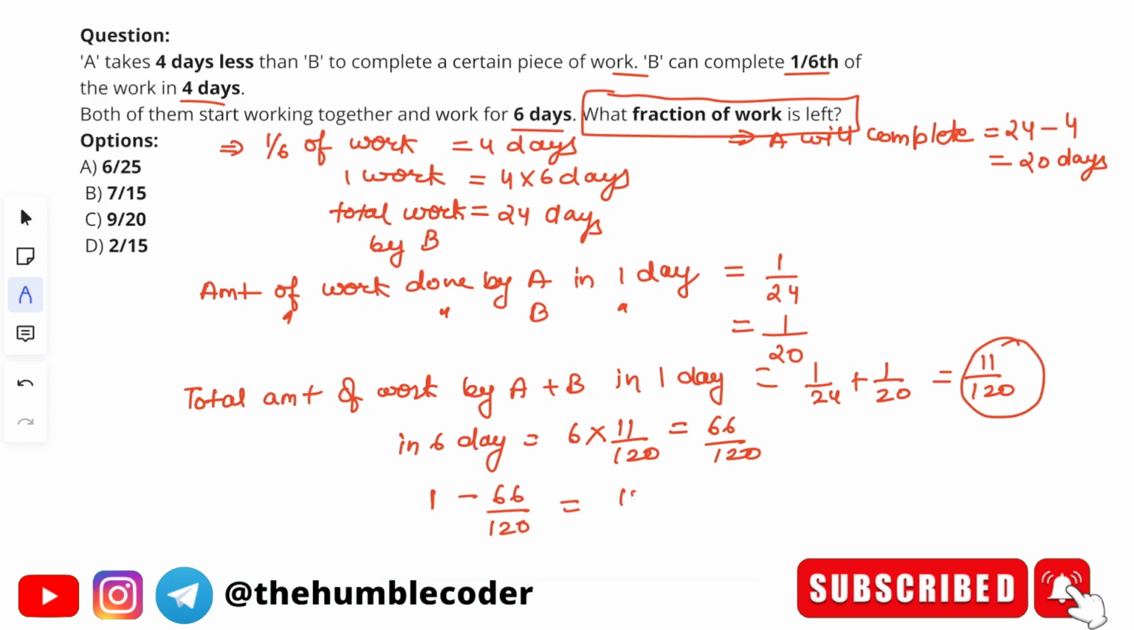So simply 120 minus 66 divided by 120, so this will be 54 by 120. You can cut it with 6, so 6 9s are 54 and 6 2s are 12, 0. So 9 by 20 will be the answer that you will be getting, which is the work that is left after they both work for 6 days. Let's see, we have that option. Yes, option C is the correct answer for this question. Hope you have understood it. If you have any doubts, you can let me know in the comment section.